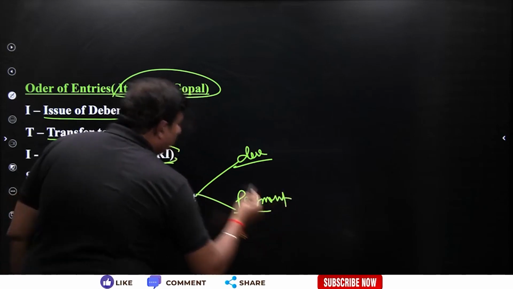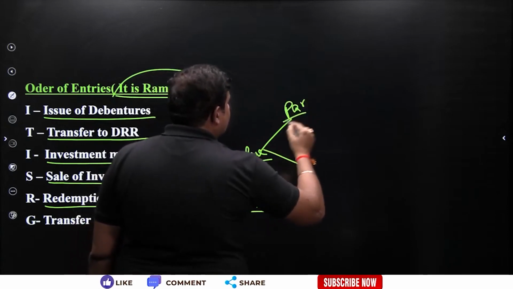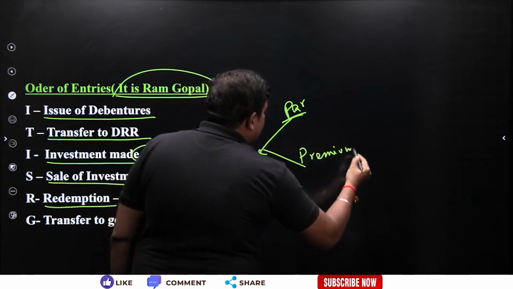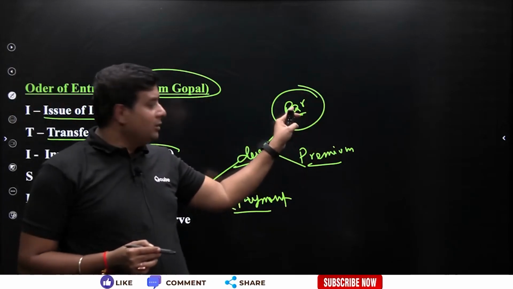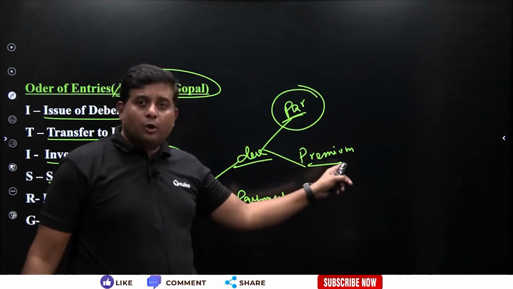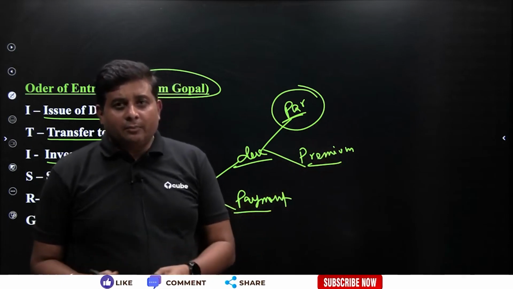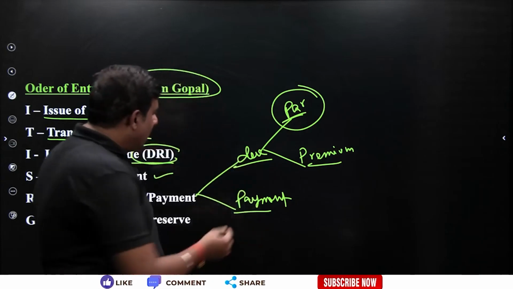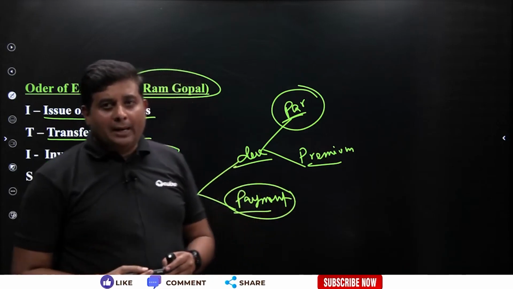When I am talking about the due, it can again be of two types: when the redemption is becoming due at par and when the redemption is becoming due at a premium. For redemption due at par, the entry we have already discussed: X% debentures account debit to debenture holders account. When debentures are due at a premium, the entry is X% debentures account debit, premium on redemption of debentures account debit to debenture holders account. And for the payment, the entry is debenture holders account debit to bank account.